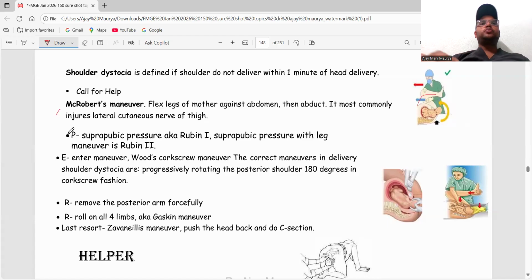Then you have to do the suprapubic pressure, also known as Rubin 1, or suprapubic pressure with leg maneuver is Rubin 2. You have to do suprapubic massage, pressure. See, the mnemonic is here, HELPERR.